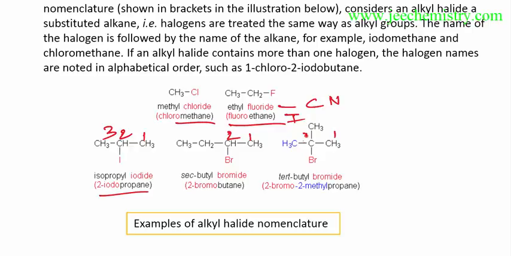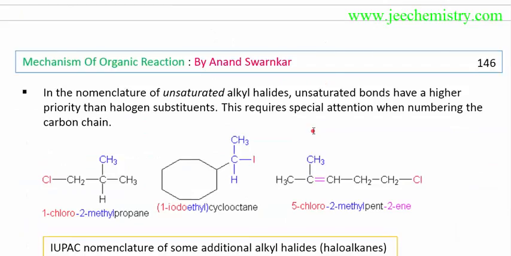This is 2-bromo-2-methylpropane, also called tertiary butyl bromide, and secondary butyl bromide. These names need to be remembered. They are not that important, but if you are learning organic chemistry, you should know some common naming of compounds. So just remember this simple common naming.